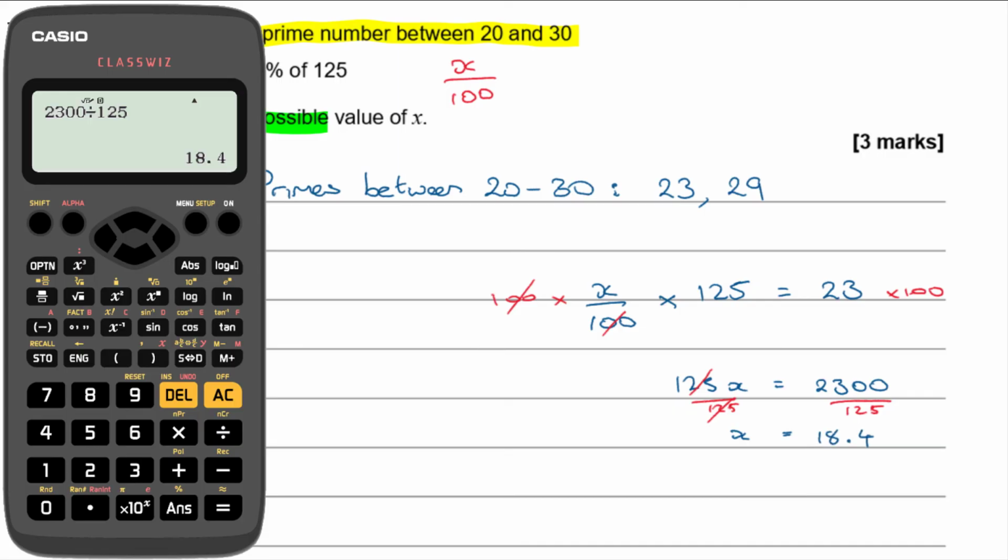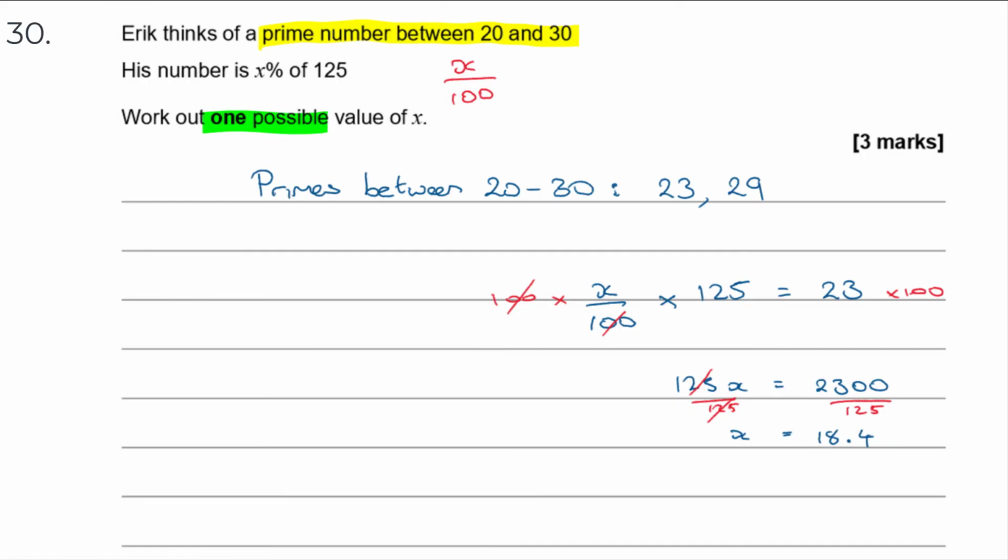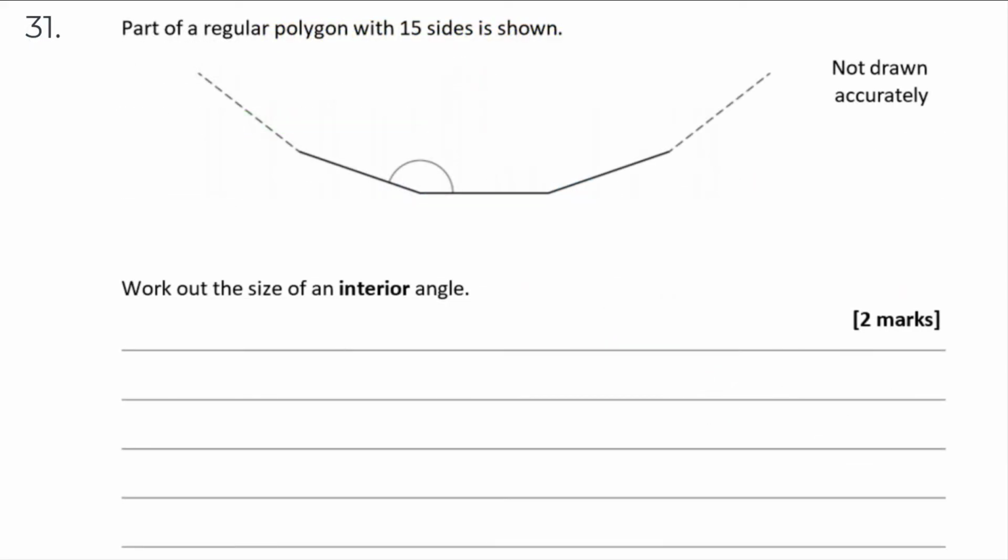It's not 18.4%, it's just 18.4, because x% is what we're using. So we're using x must be 18.4 by itself. Okay, good. Now I could work out for 29 as well, but it only wants one. I found one. I'm done. No point in wasting time. Let's move on. Part of a regular polygon with 15 sides is shown.